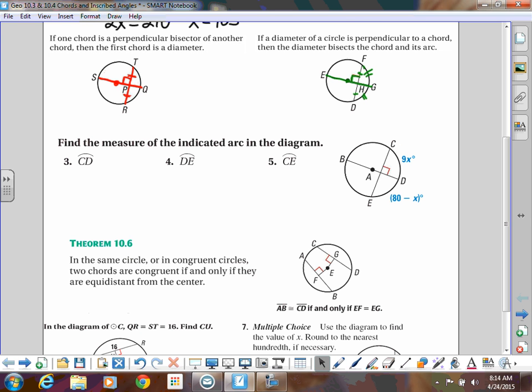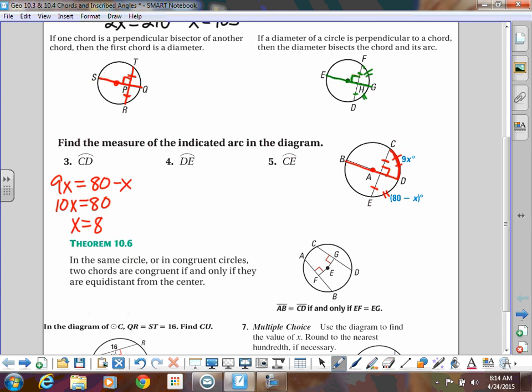So let's use those in these examples. In number 3, we have to find the measure of CD. So here's CD, that's an arc. And notice that we have a diameter going through the center and it's perpendicular. So according to this second property that we just talked about, this chord will be bisected and the arc will be bisected. So that means that 9x is going to be equal to 80 minus x. So let's solve. I'm going to add the x to the other side, so I get 10x, and then divide by 10, and I get x equals 8.